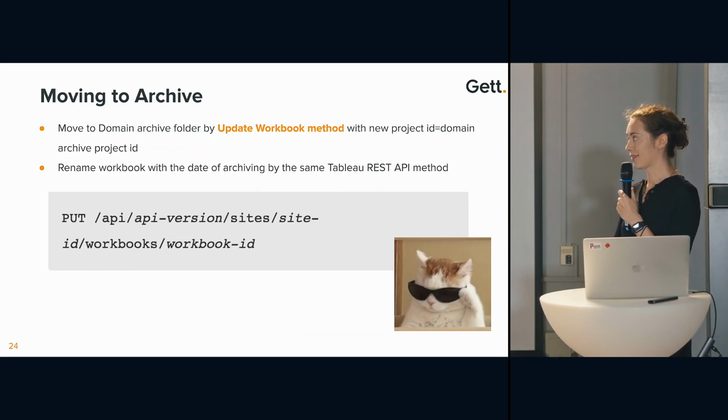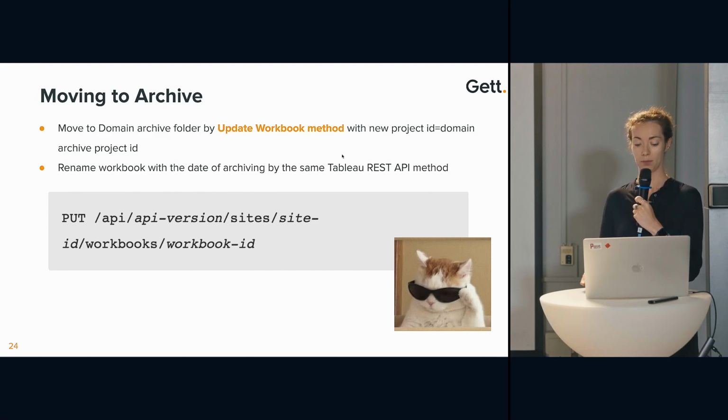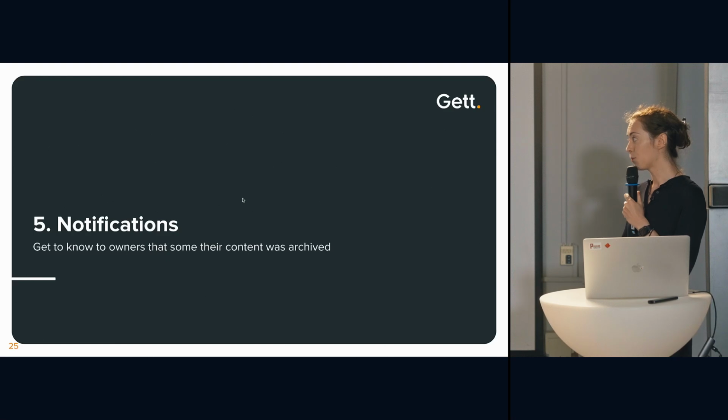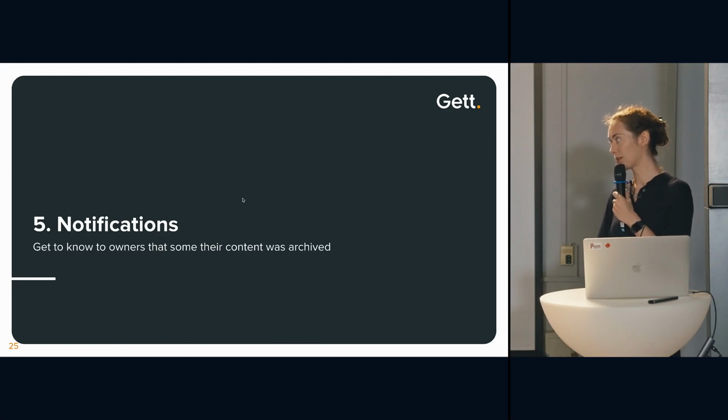And the last step is moving to archive. We just update the workbook using the update workbook method and put a new location for the dashboard and give it a new name, just renaming by the same method. And the last step, we notify our content owners about archivation.